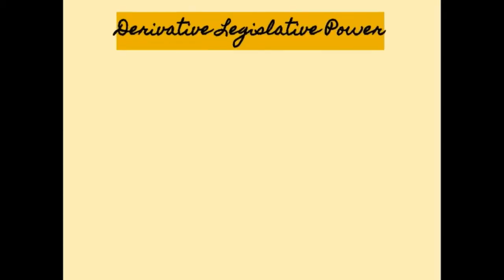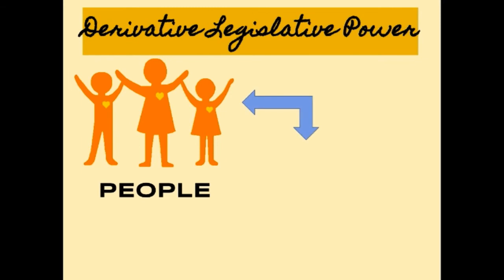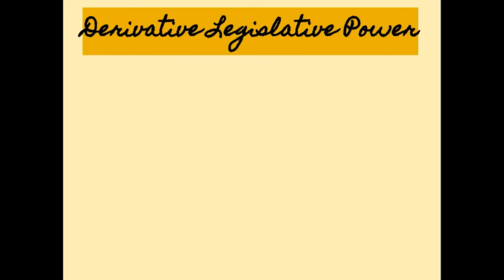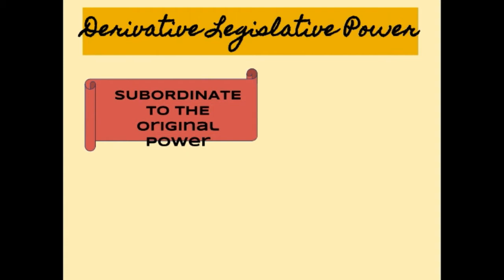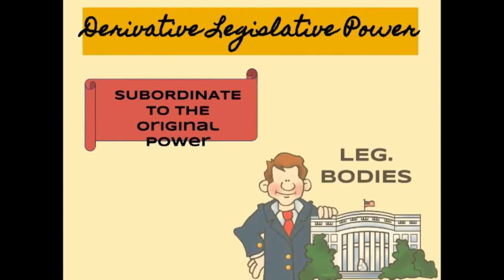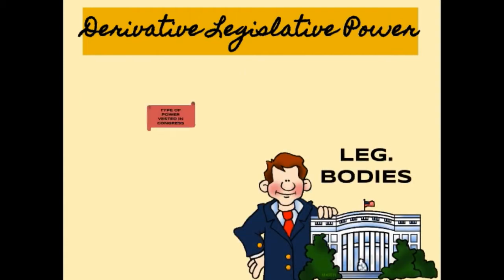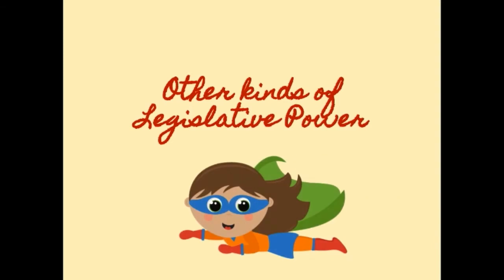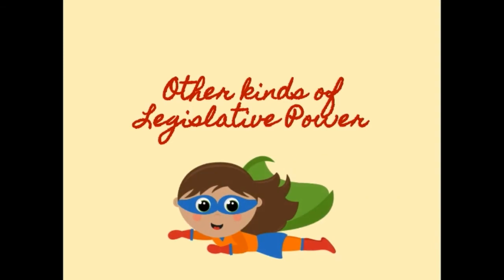Next is the derivative legislative power, where the sovereign people delegate their power to the legislative bodies. This power is subordinate to the original legislative power, and this is the type of power that is vested in Congress. Other than those two powers we've talked about, legislative power may also be classified into two more categories.